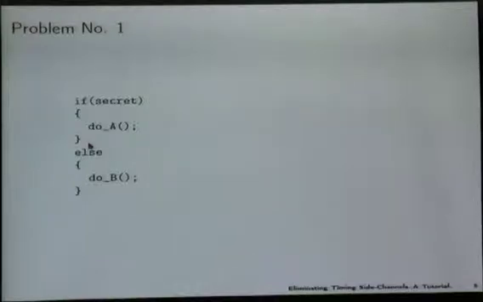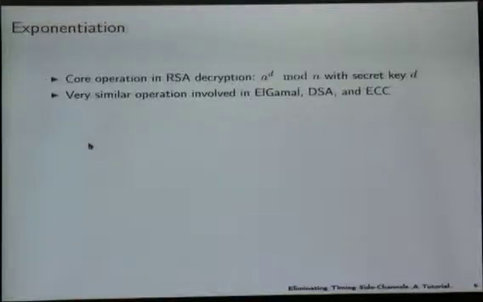However, there are two questions that arise, and in the next few slides I want to explain what these problems are. One problem is, well, what happens if A and B actually take the same amount of time? And the second thing is, how do we avoid this problem? And in order to do this, I want to look at one example, which is sort of the classical example of exactly this kind of code in a cryptographic context, and that is exponentiation.